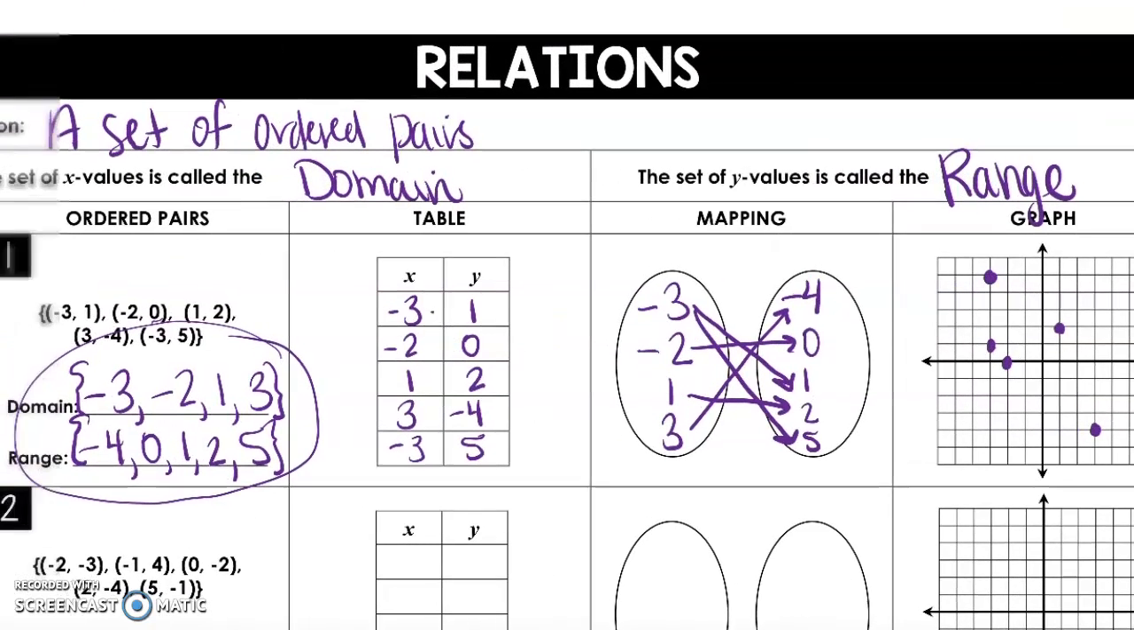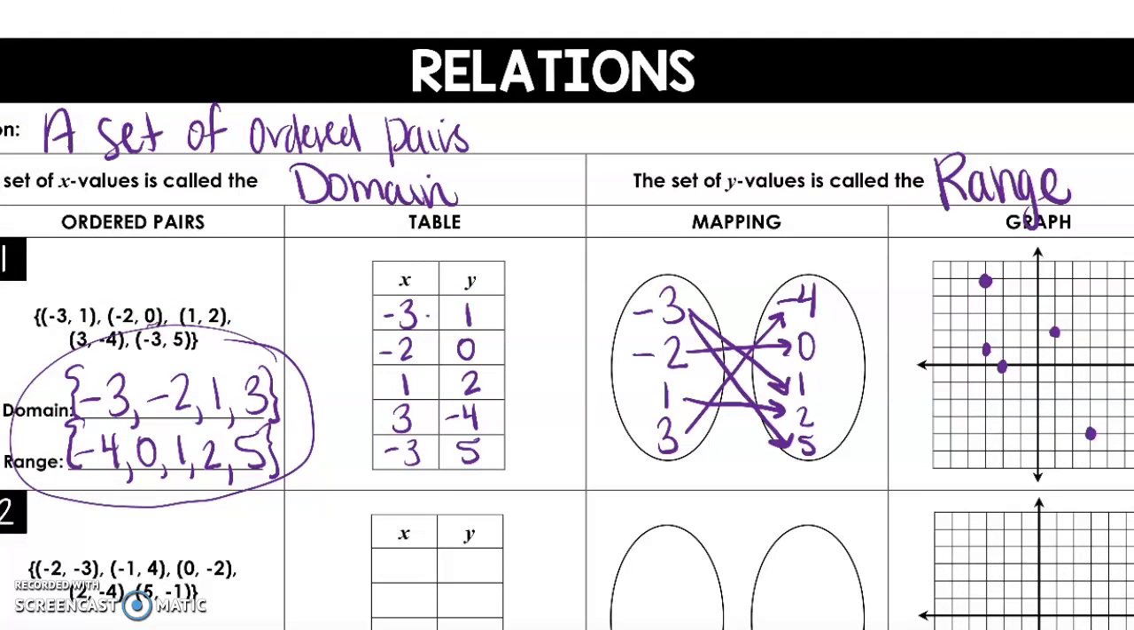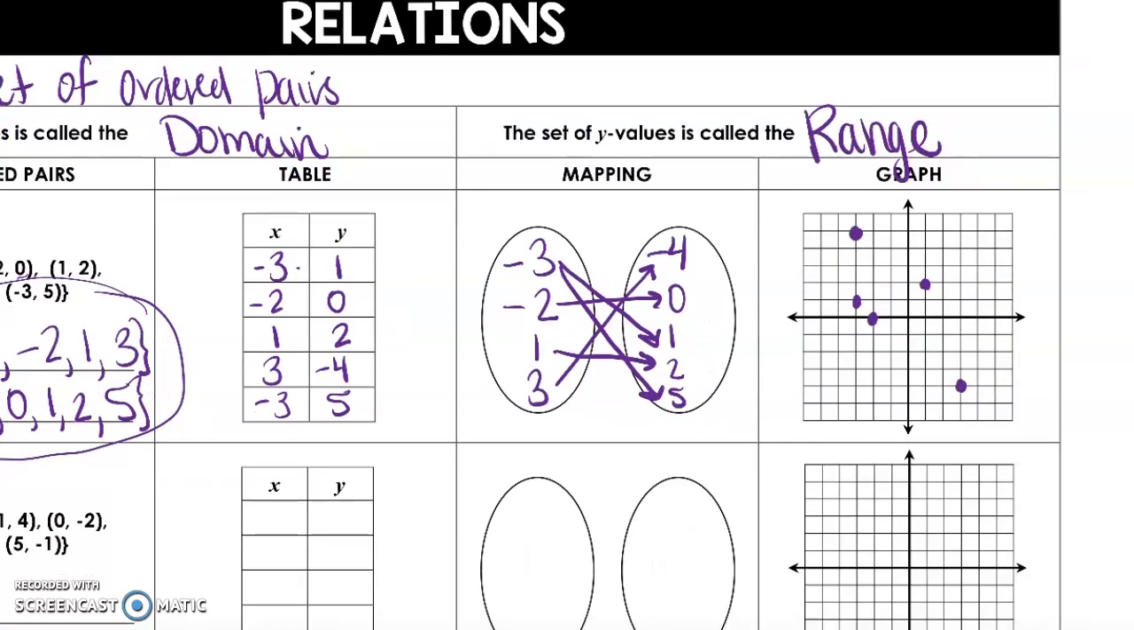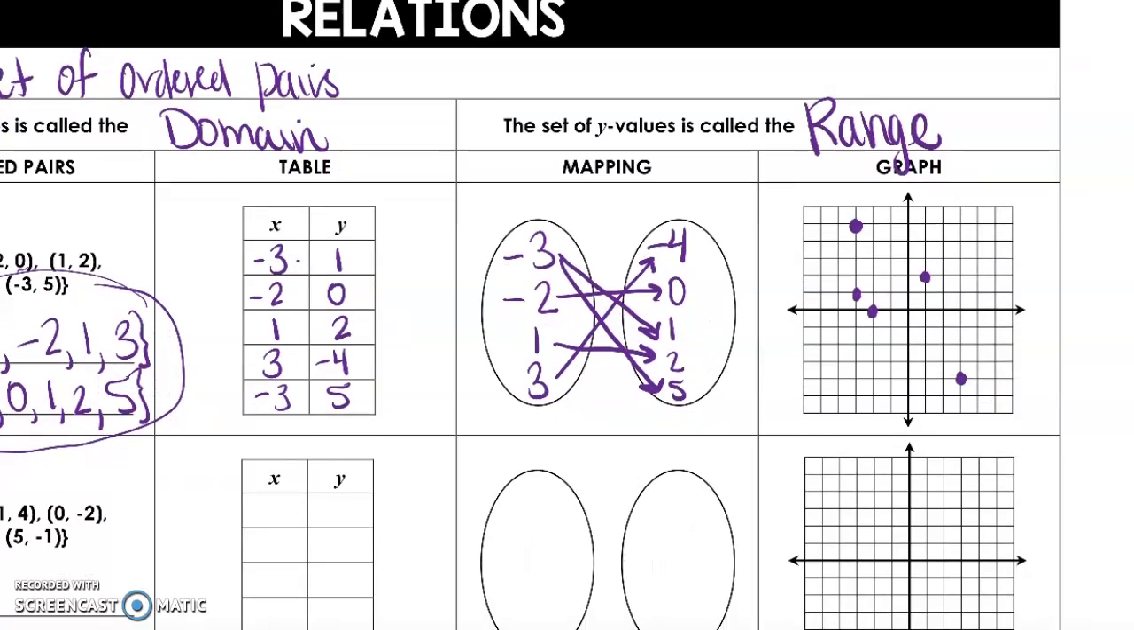So, ordered pairs, we write out the domain and the range, which are your x values and your y values. Just rewrite your ordered pairs in a table. For the mapping, put your domain on the left, your range on the right. Again, if there's repeats, you do not list them more than once. And then just your regular graphing.